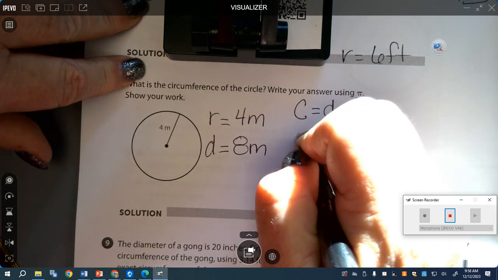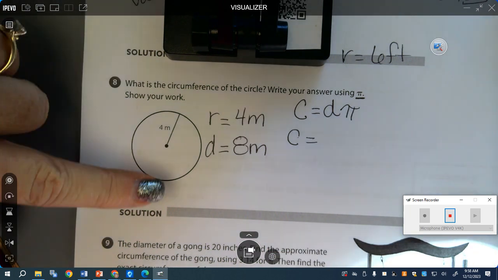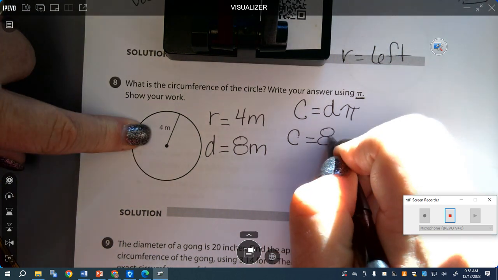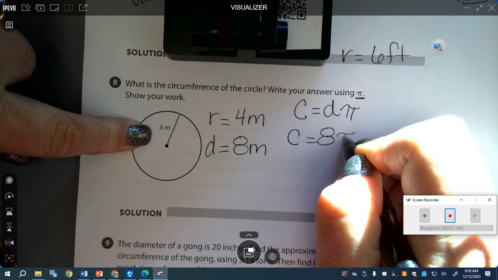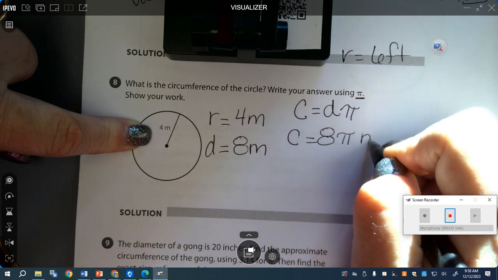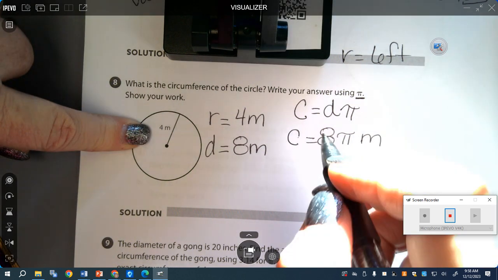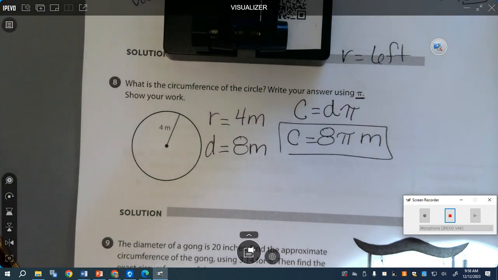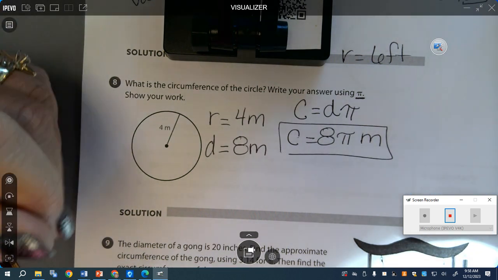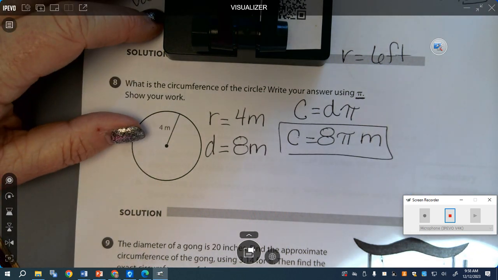So circumference equals 8, then here's the pi symbol. And then you need to label it. That's your answer. Done. It's complete. Yes? Couldn't you write C equals 4 times R times pi?